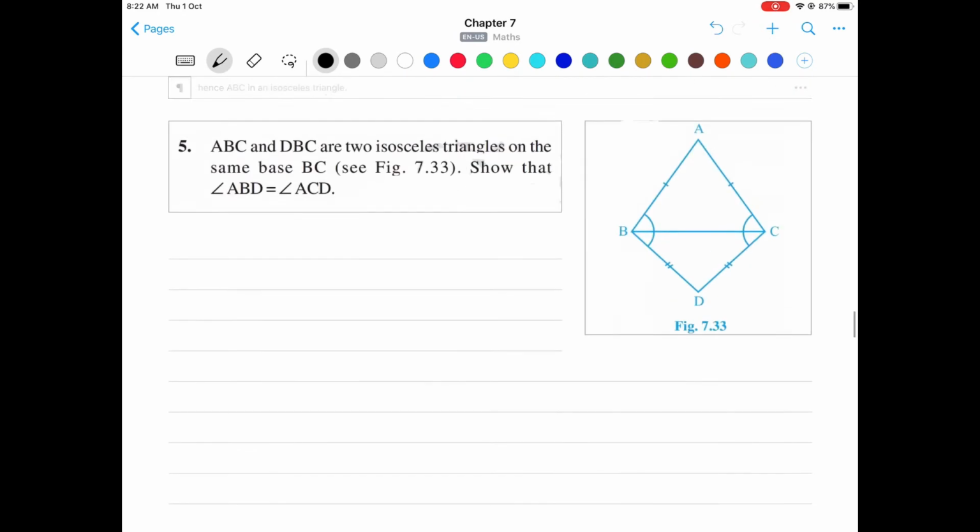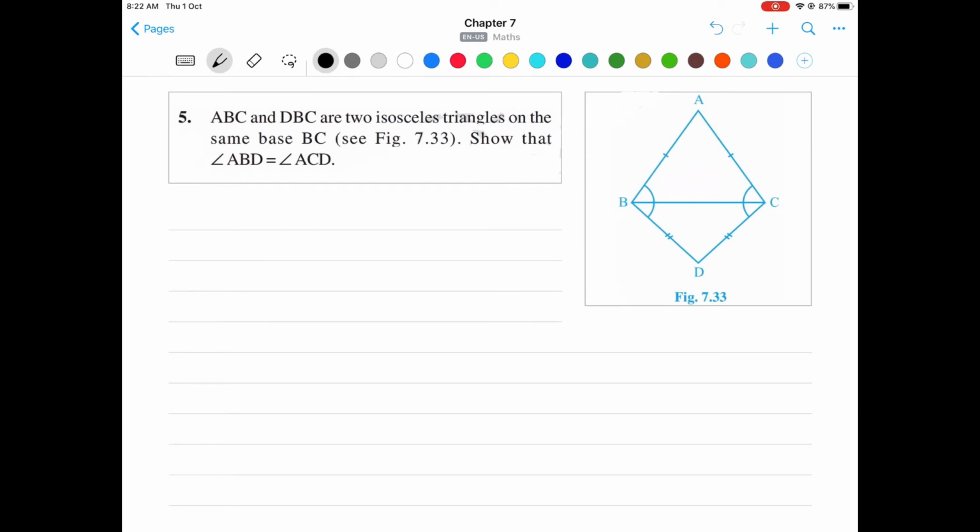Okay, now moving to the next question, question number 5. We have ABC and DBC, two triangles on the same base. So we have two triangles ABC and DBC which are on the same base, this BC. We have to show that angle ABD is equal to angle ACD. ABD is this complete angle, and ACD is this complete angle. We have to prove that these two angles are equal. Let's start the answer to number 5.